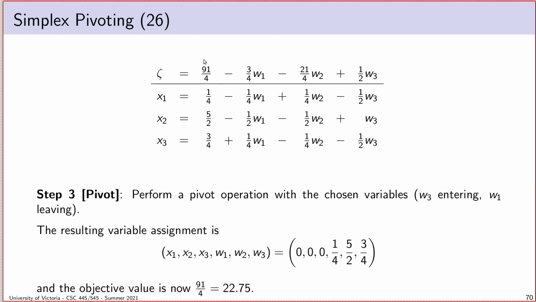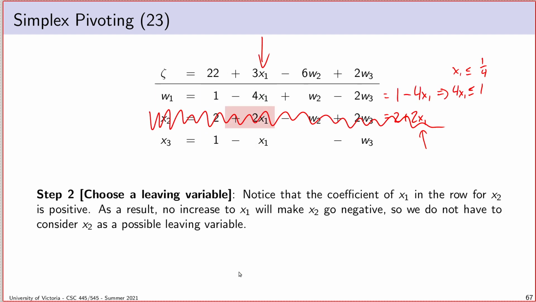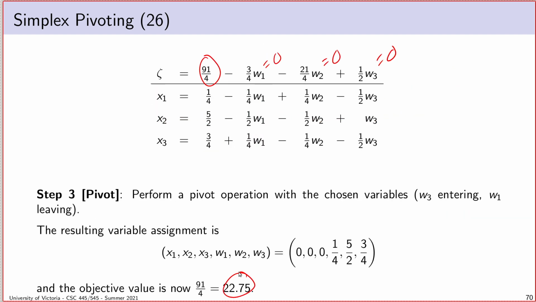So then I say I've done the pivot. The first question is, what are the values of each variable? I notice that w1 is equal to 0, w2 is equal to 0, w3 is equal to 0. x1, x2, and x3 have these values. I just read them off the dictionary. And then finally, the objective function is this. Just in case we really need a decimal expansion, it's 22.75. And in our previous example, it was 22. So that's an improvement. It's a small improvement, but it's an improvement.